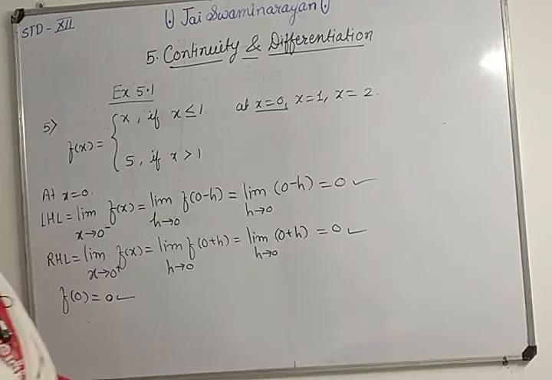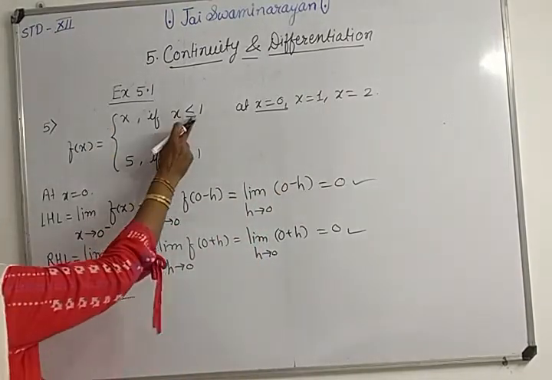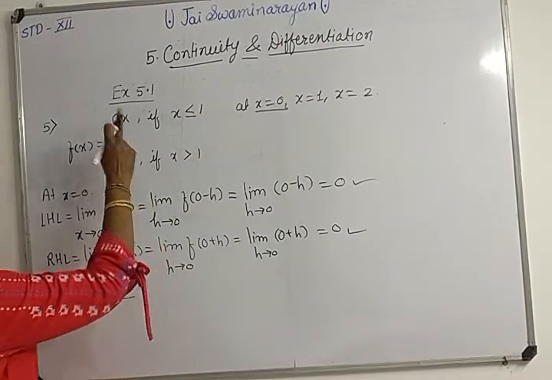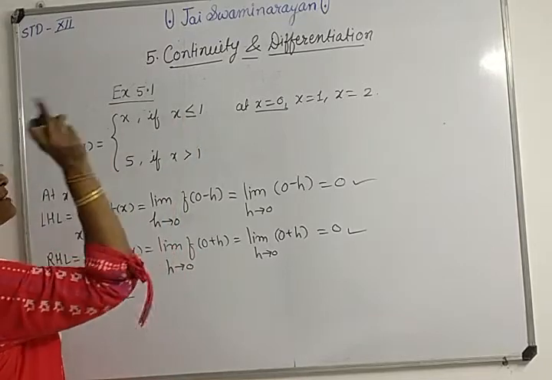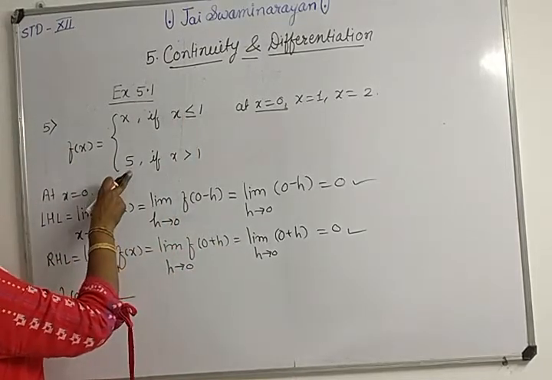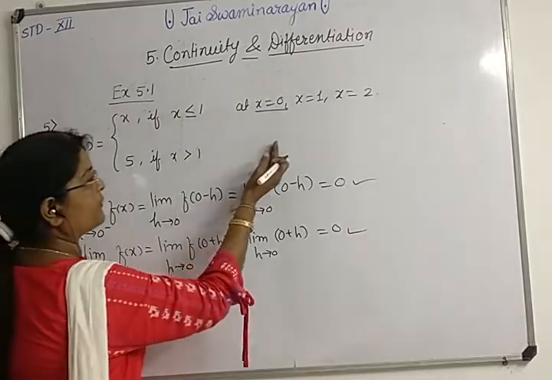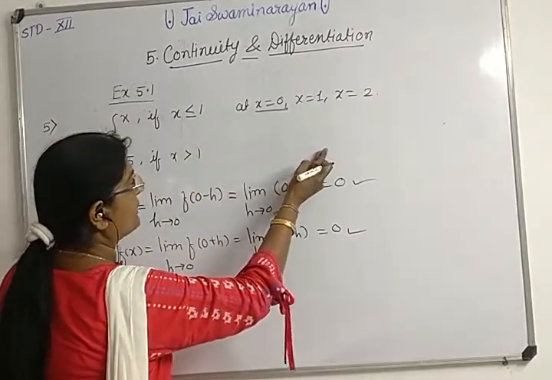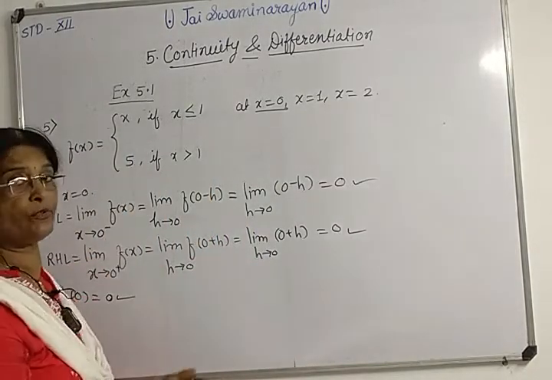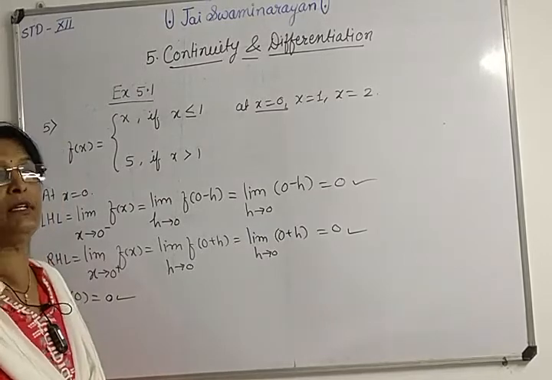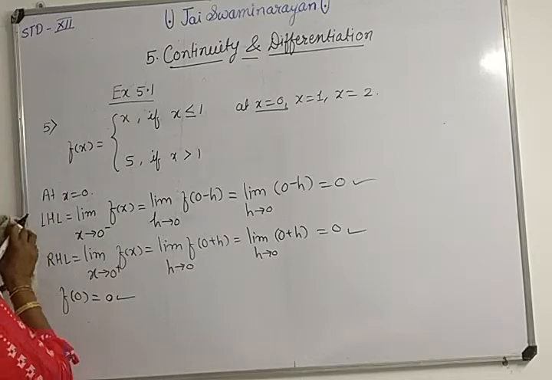Now we will check it for x equal to 1. For x equal to 1 the function is this. For x less than 1 the function is this, but for x greater than 1 the function is this one. Means here the value is changing. At the left of 1, at the right of 1 the value is changing, and therefore there is a doubt of the function being continuous. So we will check it at x equal to 1.